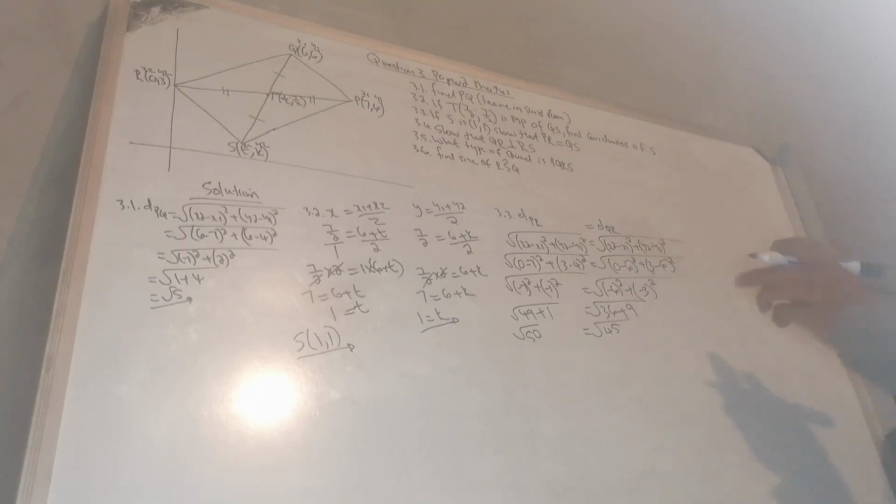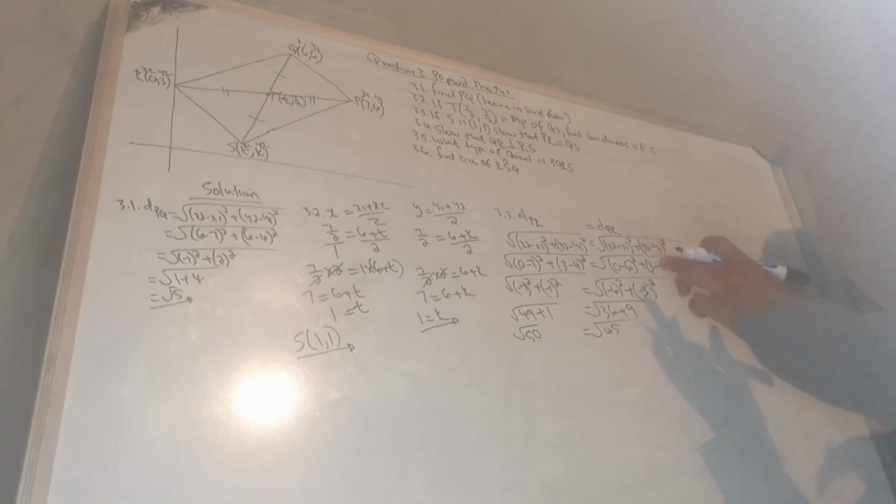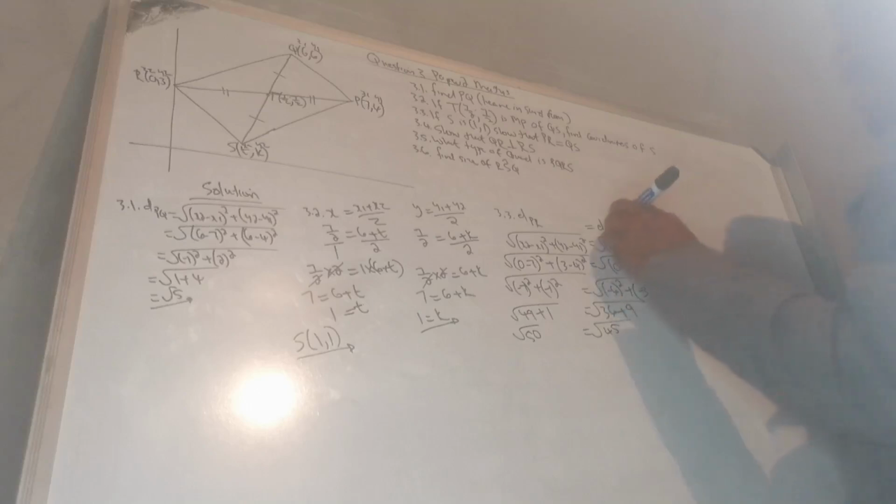How can we get the coordinates of S, and the coordinates of R? Distance QR.